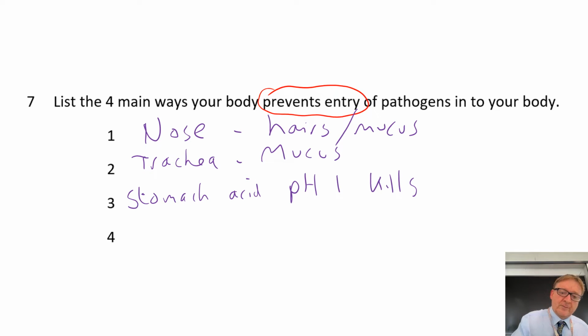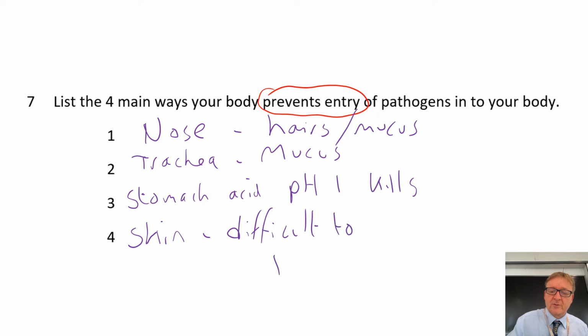Number 4, the big one, is your skin. That's a protective layer, and the skin is difficult for bacteria to penetrate. If you do get a cut, your body responds very rapidly to clot it, because your body doesn't want to allow any form of bacterial pathogens to get in.